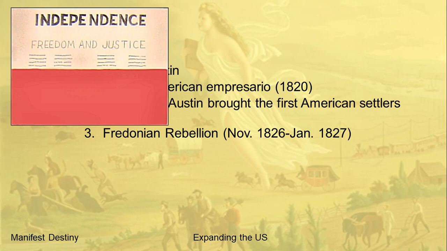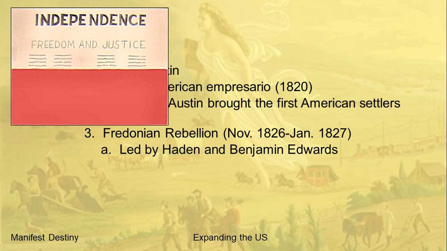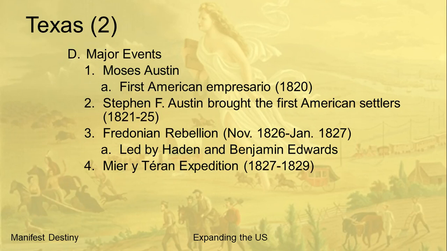Now, there were other impresarios besides Stephen F. Austin, and in November of 1826, one of them, a man named Hayden Edwards, is going to lead something called the Fredonian Rebellion. The Fredonian Rebellion was centered around Nacogdoches, Texas, in East Texas. It didn't last very long, failed pretty quickly. No one really supported it, but it did cause the Mexican government to authorize something called the Mier y Terán expedition. An expedition that's going to move through Texas and just kind of survey the land and take note of what is going on in Texas.